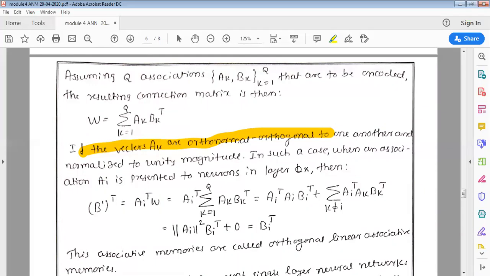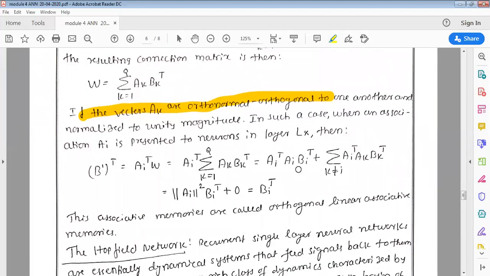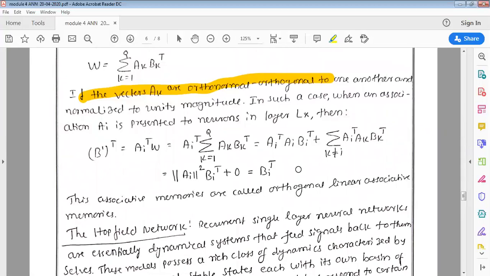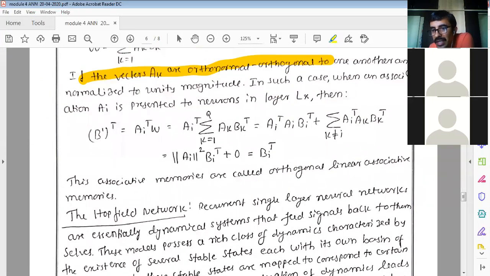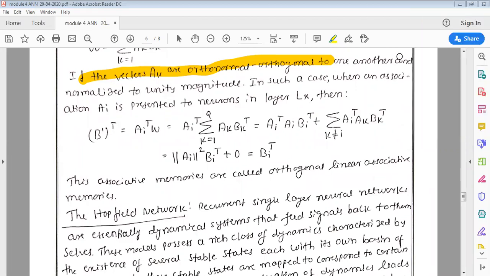Any of you? What is the meaning of orthogonal vectors? Sharanya, Chandan, what are orthogonal vectors? Yes, perpendicular vectors. Two vectors are said to be orthogonal if they are perpendicular to each other.